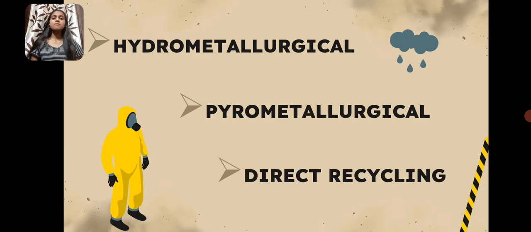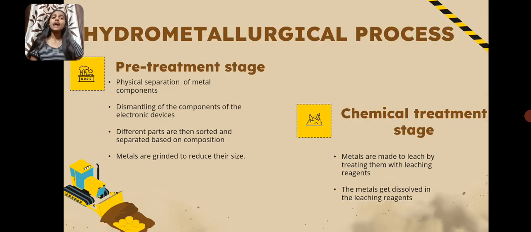So there are three methods to recover the valuable metals that are in e-waste. Firstly, the hydrometallurgical method, the pyrometallurgical process and direct recycling. Let us look into how the hydrometallurgical process works. So the hydrometallurgical process has three stages: the pre-treatment stage, the chemical treatment stage and the metal recovery stage.